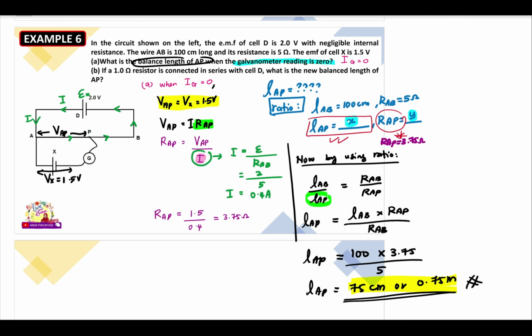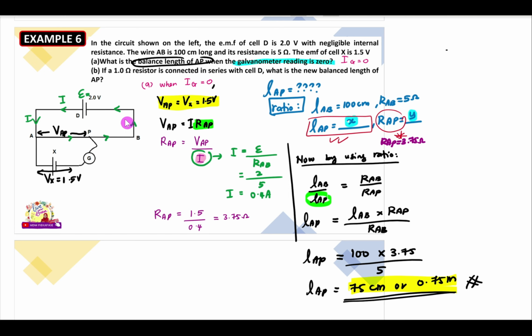6B ni dia tanya kan, if a 1 ohm resistor is connected in series with cell D, what is the new balance length of AP? Jadi bila you tengok kat sini, circuit yang atas ini tak ada internal kan. Jadi bila kita kira current, nampak tak? EMF bagi dengan total resistance RAB, current dia. Okay, dapat 0.4.